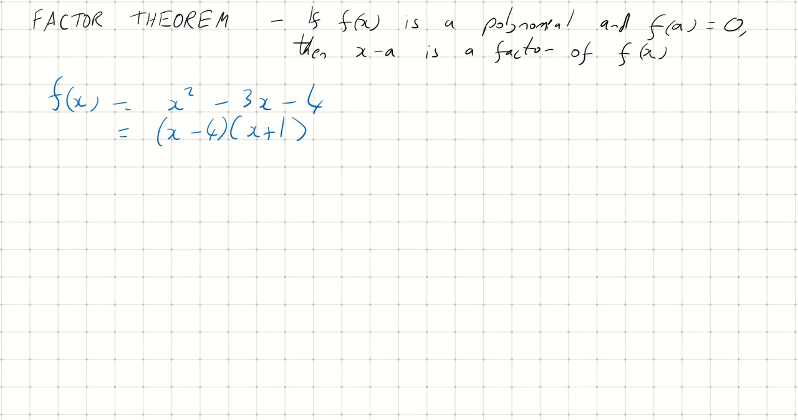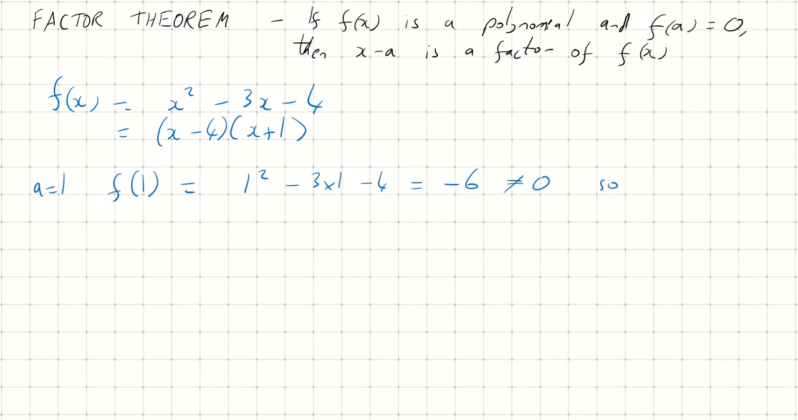Remember, x minus a is only a factor if f(a) equals 0. So let's try f(a) for different values of a. Let's try a equals 1. What's f(1)? We're just substituting 1 into f(x): 1 squared minus 3 times 1 minus 4, which is 1 minus 3 minus 4, which is minus 6. It is not equal to 0.